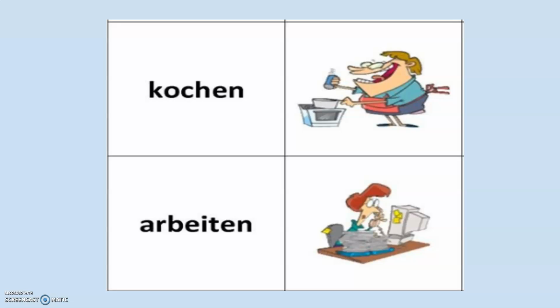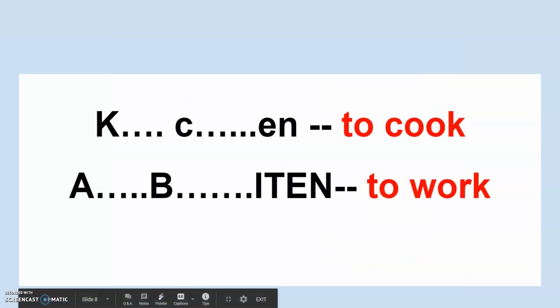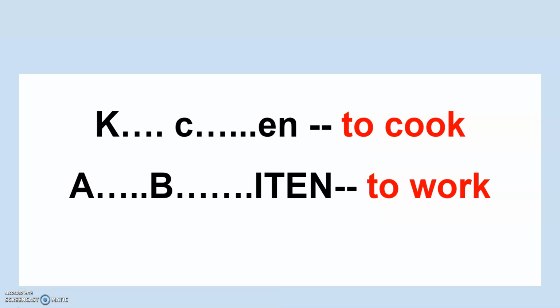Okay, so the next verb is arbeiten. Arbeiten. A-R-B-E-I-T-E-N. Arbeiten, which means to work. So you can see in the pictures. Now you don't have to match anything. These are just two verbs. Okay. So let's move ahead. Now, please fill up the spellings. If you want, you can pause the video, go back, and then see what the correct spelling is.